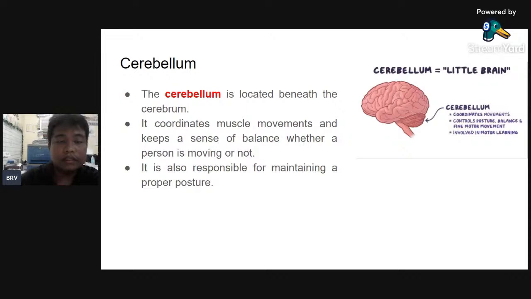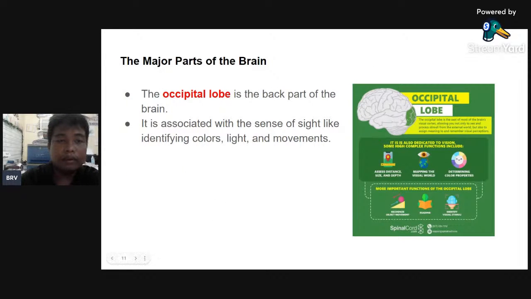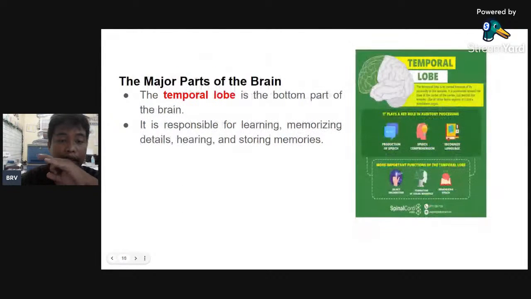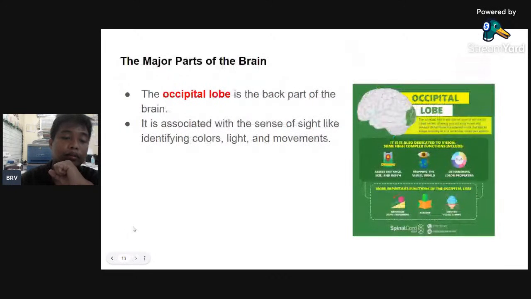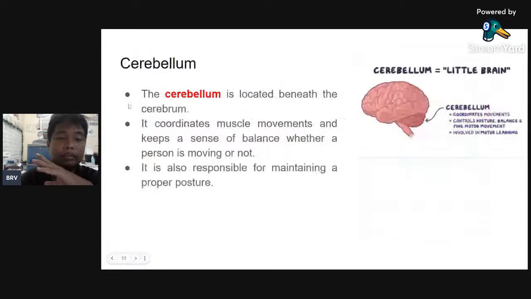Okay, so next tayo. So those are the four lobes of the cerebrum, no. Yun yung apat na lobes ng cerebrum, no. Yung frontal lobe, yung parietal lobe, yung ano ba yun? Ano ba yung pangatlo? Temporal lobe, and then the occipital lobe. Now let's proceed to the next, no. To the next part is the cerebellum.